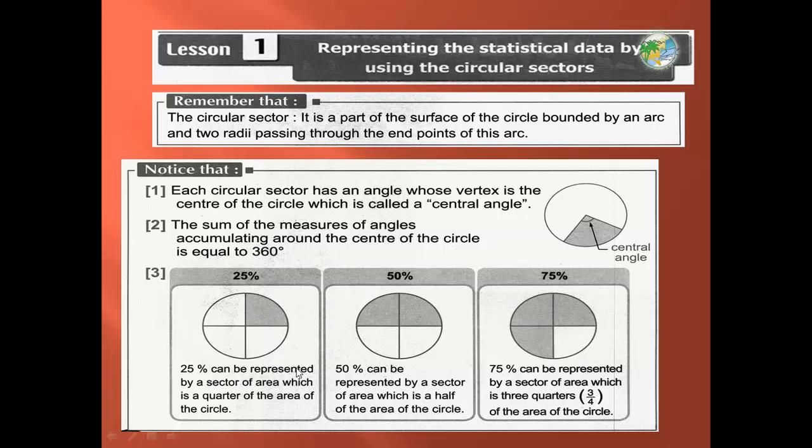25% can be represented by a sector of area which is a quarter of the area of the circle. This is 25%. Here, 50% can be represented by a sector of area which is a half of the area of a circle. 75% can be represented by a sector of area which is 3/4 of the area of the circle. Okay.